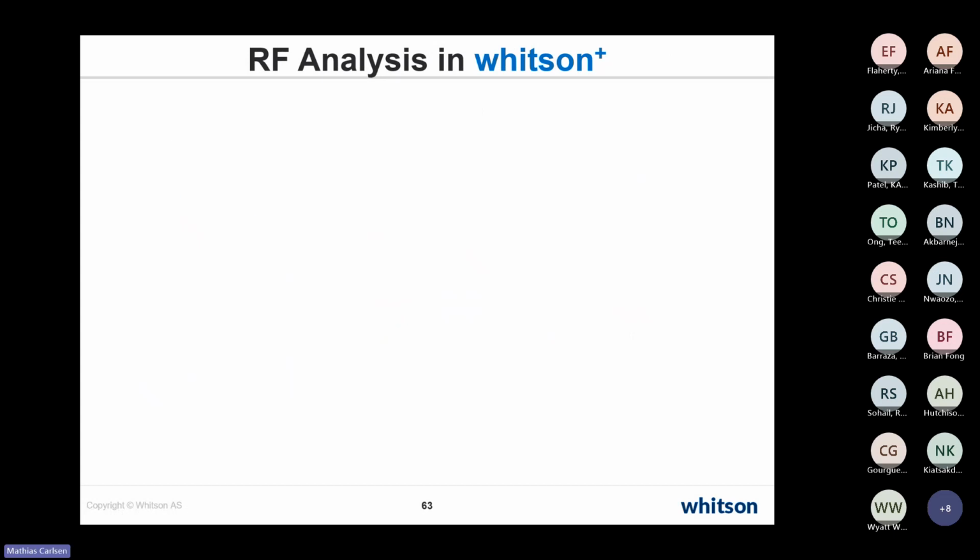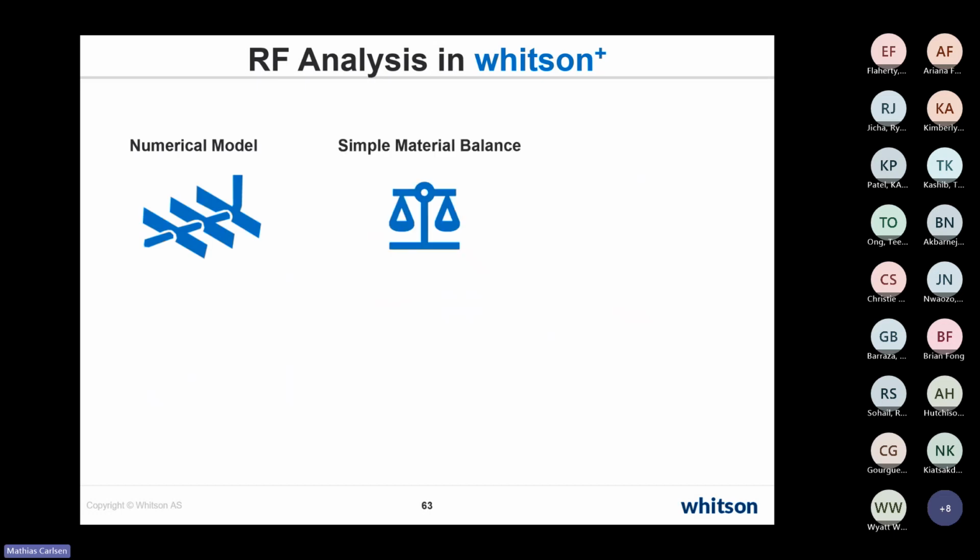Awesome. So in the software, what a lot of people don't realize is that there are three different places where you can get recovery factors. That is in the numerical model, in a feature called simple material balance, and in a feature called recovery factor analysis, which is the one that's linked to the multiphase FMB.